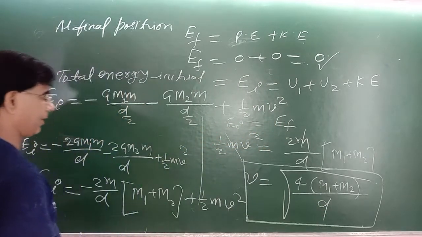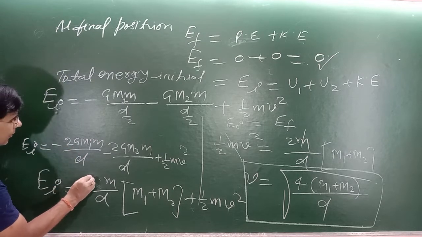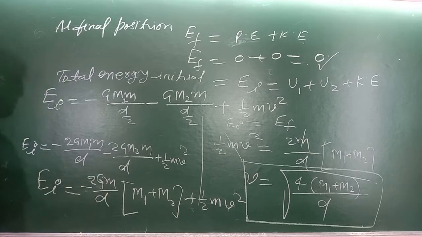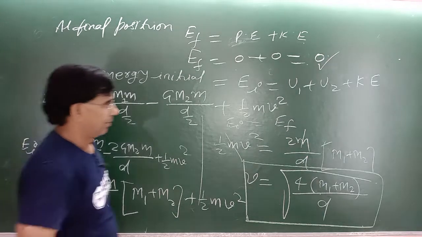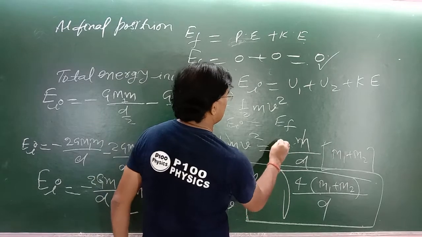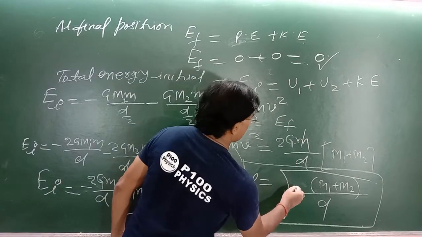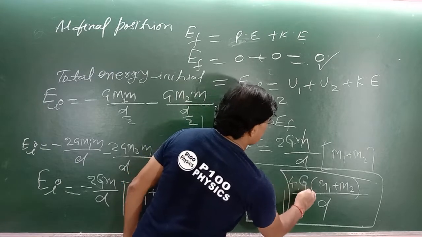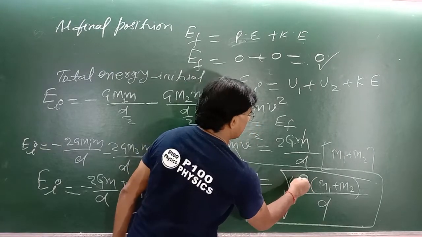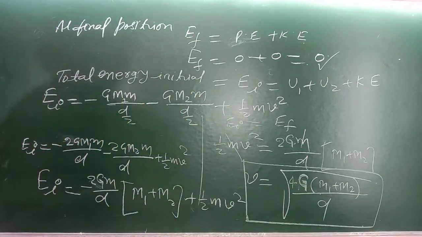Yes, there should be a G also. 2G also taken common, so half m square 2G, here will be 4G. This G is the universal gravitational constant, which will also be there. This is the fantastic answer.